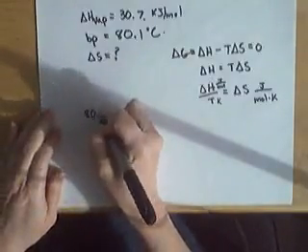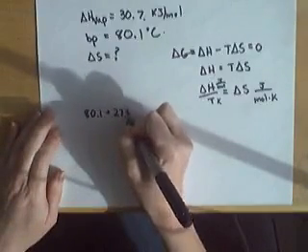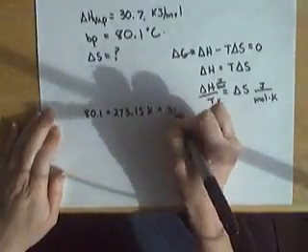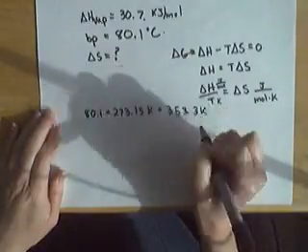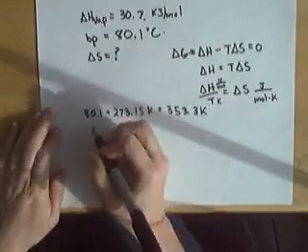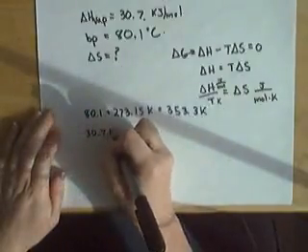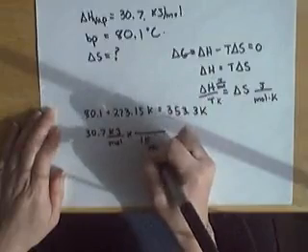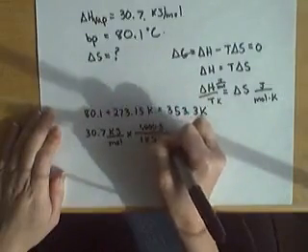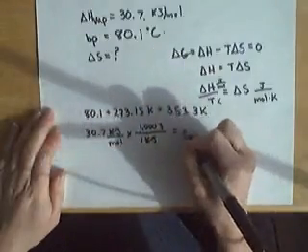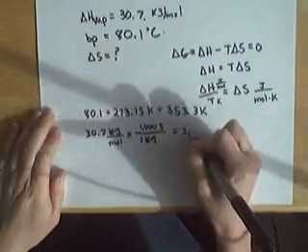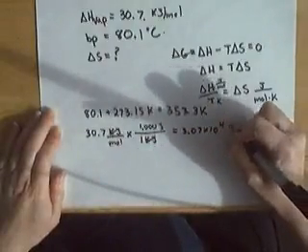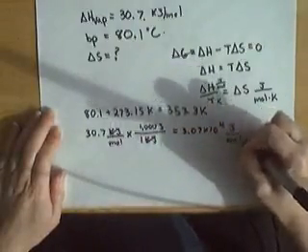80.1 degrees Celsius plus 273.15 Kelvin is going to give us a temperature of 353.3 Kelvin, and our 30.7 kilojoules per mole. We know that in every 1 kilojoule there are 1,000 joules. Kilojoules cancels with kilojoules, and this gives us 3.07 times 10 to the 4th joules per mole.